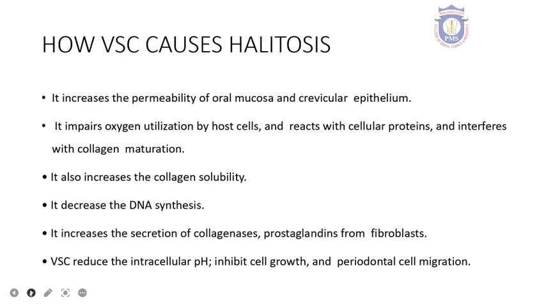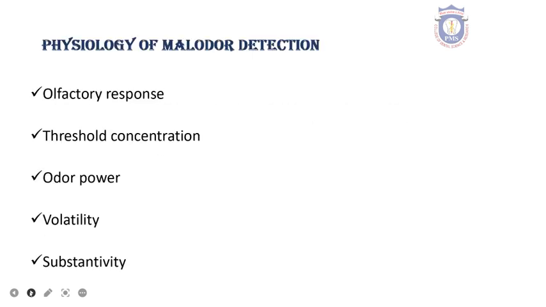So it increases the permeability of mucosa as well as crevicular epithelium. It impairs the oxygen utilization by host cells. It reacts with cellular proteins and interferes with collagen maturation. And it increases the collagen solubility. It decreases DNA synthesis, and it increases the secretion of collagenase and prostaglandins from fibroblasts, contributing to the inflammation. And also it reduces the intracellular pH, which inhibits cell growth and periodontal cell migration.